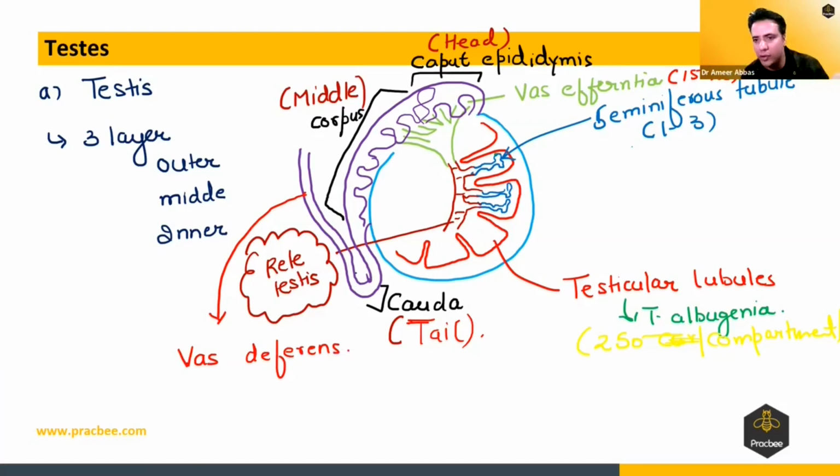If I am telling you that sperm formation occurs here, sperm is forming in the seminiferous tubule. Okay, what will be the path of sperm? When the sperm forms, it moves into the rete testis, then to the vasa efferentia, finally opening into the epididymis.